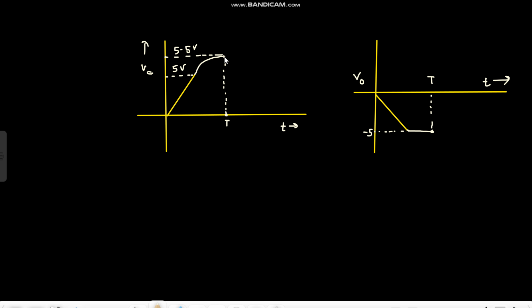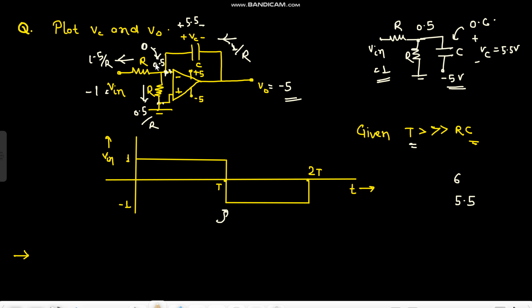I will again explain this concept. This is a very typical and very good concept. So from -5.5 we will go to +5. Till when will we go? Till it goes to zero. If it is going to zero, we will have zero current here and 1 by R current here.